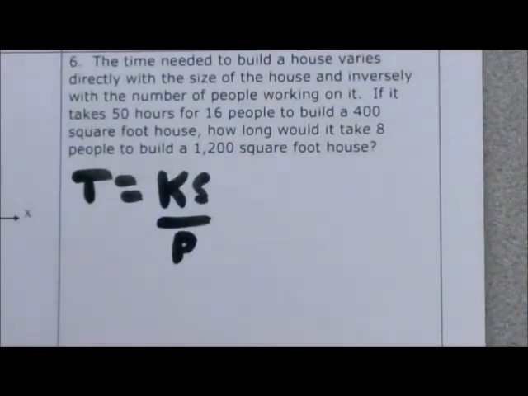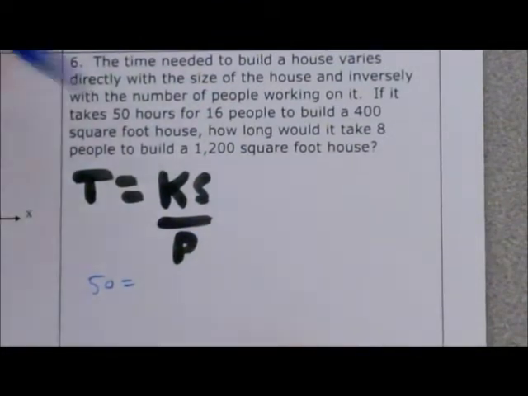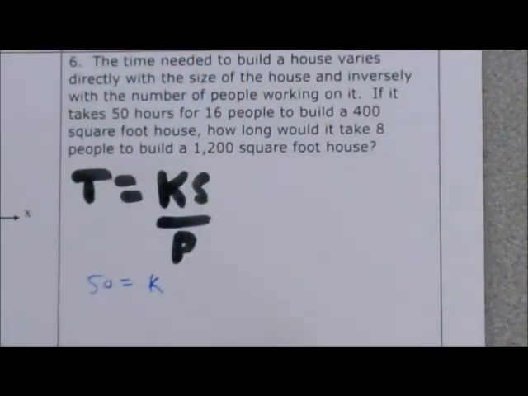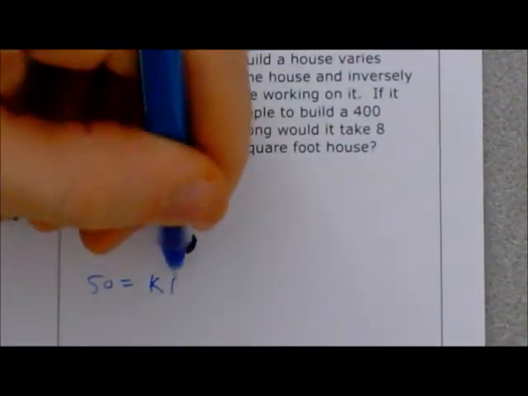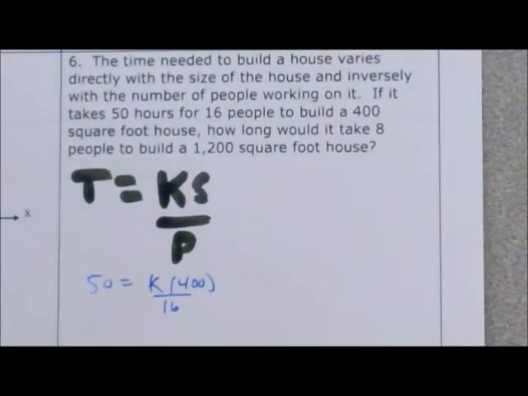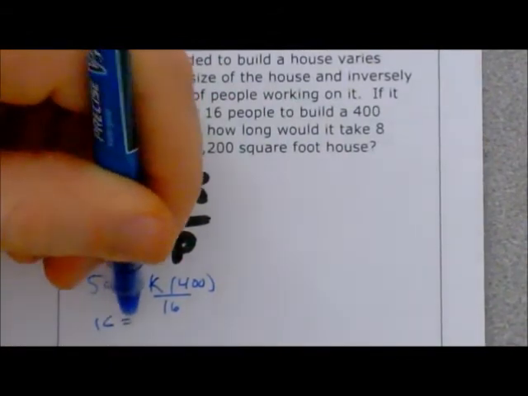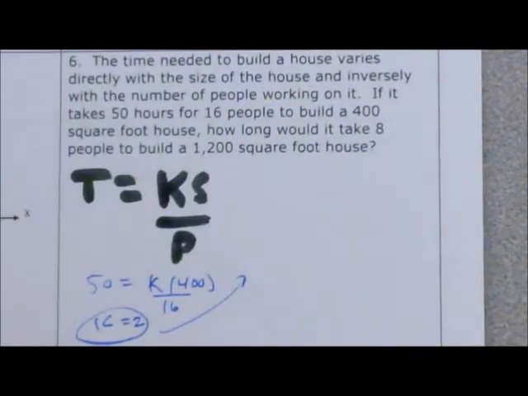So you keep reading, and it says that if it takes 50 hours, so that would be T is equal to 50, so 50 is equal to, and then k is what you want to solve for, and then it says the size of the house is 400, and the number of people working on it is 16. So first thing you want to do is solve for k. We'd multiply both sides by 16, that gives you 800. We would divide our 800 by 400, and that gives you k is equal to 2. Now that we know that, we can go through and answer the question.